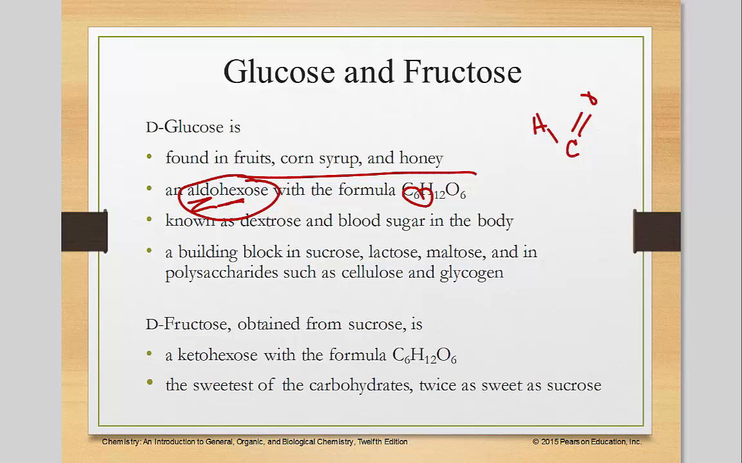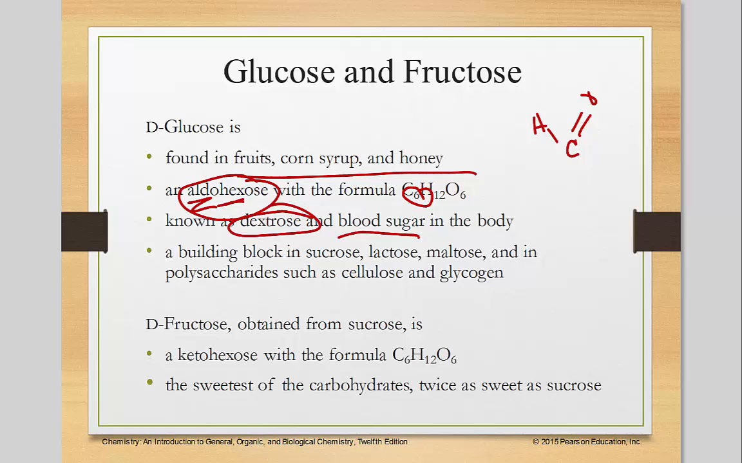When we refer to it as blood sugar, we actually call it dextrose. It's a building block of sucrose, lactose, maltose, and of polysaccharides such as cellulose and glycogen. Remember, disaccharides and polysaccharides are larger molecules made up of these monosaccharides.